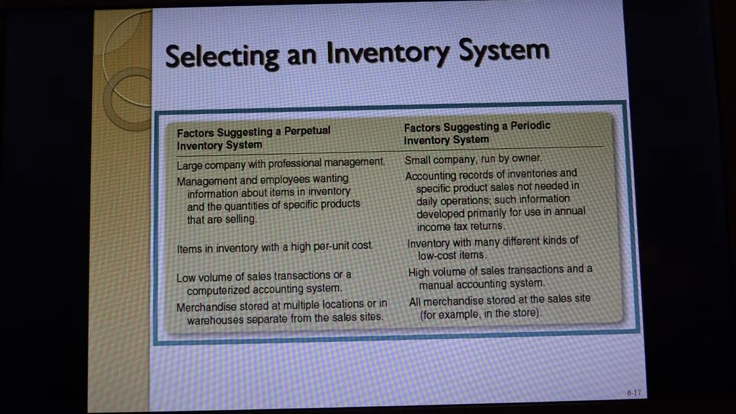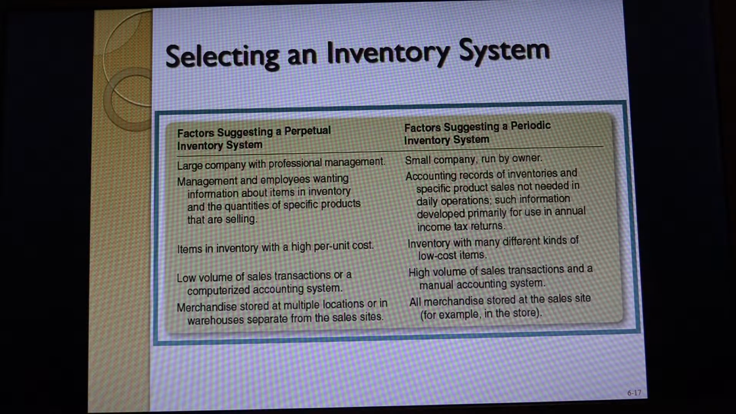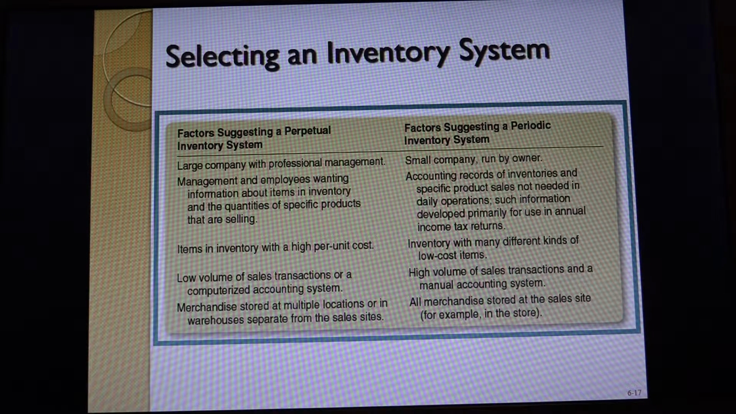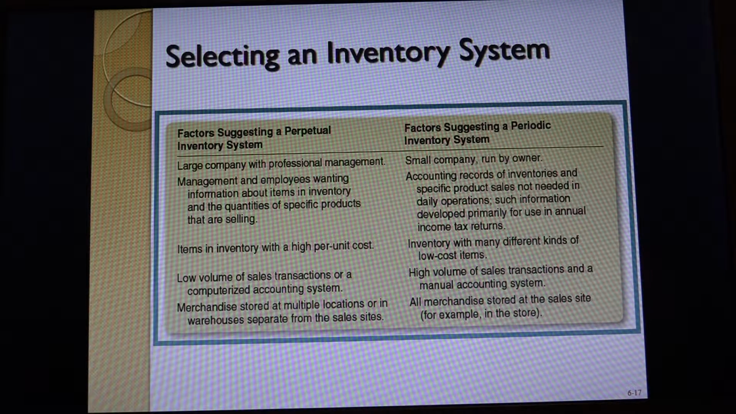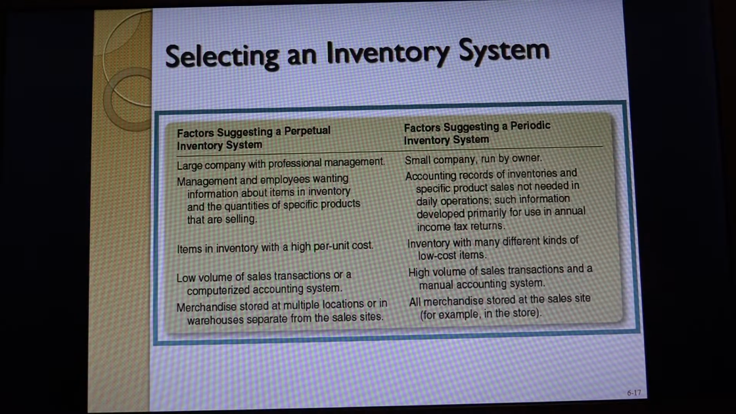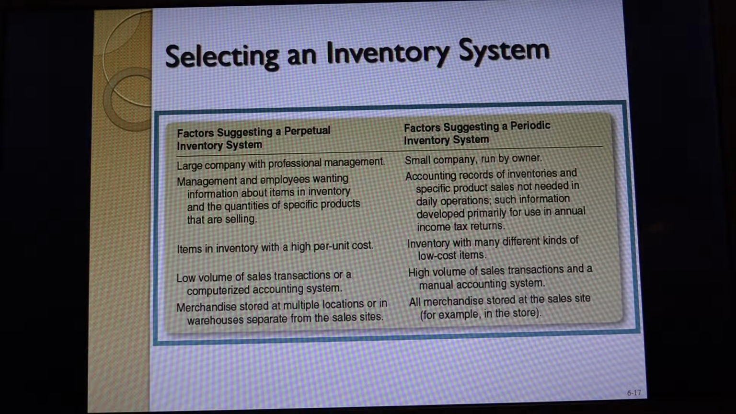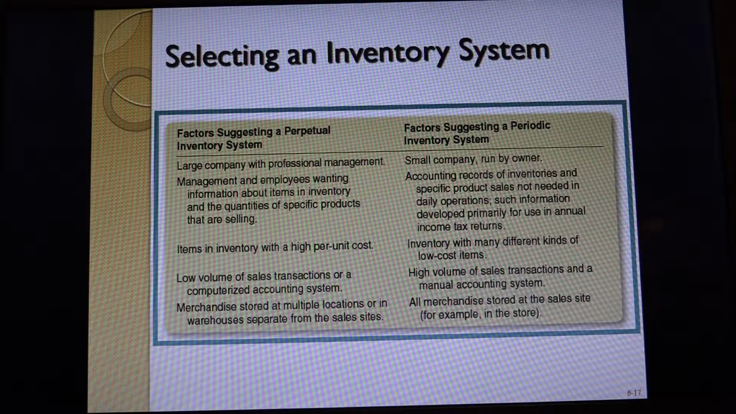Now again, some factors suggesting that a company might use a periodic or a perpetual inventory. Perpetual inventory system: large company with professional management, management and employees wanting information about items in inventory and the quantities of specific products that are selling, items in inventory with a high per unit cost, low volume of sales transactions or a computerized accounting system, merchandise stored at multiple locations or in warehouses separate from the sales sites.